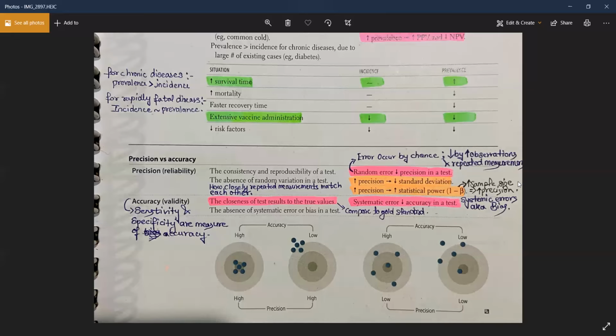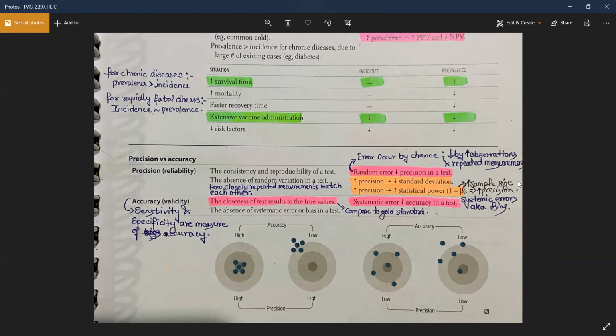Are you getting my example? Please repeat it. Let's say initially you run the test only 3 times in a patient, and you get values of 200, 280, 250. Now you can see that all these values are so different from each other. And by looking at three values, you can say that this test has a very low precision, right?